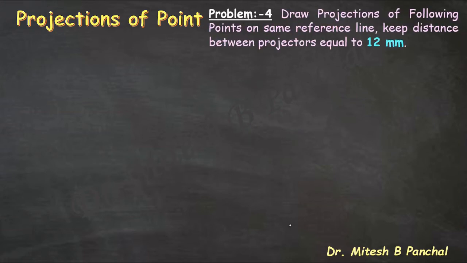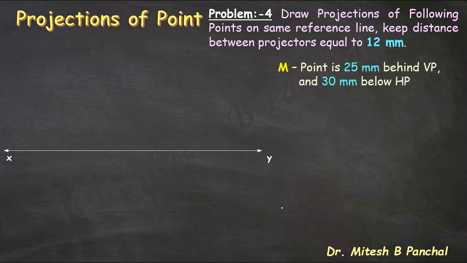Next, we will see the fourth problem, that is draw projections of following points on same reference line. Keep distance between projectors equal to 12 mm. Here there will be number of points, and you have to draw the projections of all the points on same reference line. That means the XY line will remain as it is, and you have to draw the projections of different points keeping the distance between their vertical projectors equal to 12 mm.